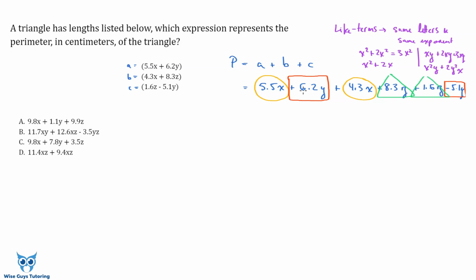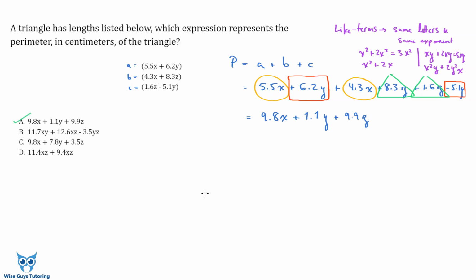So now we join them together. The x's together, 5.5 plus 4.3, that just gives you 9.8x. And the y's, you have 6.2 minus 5.1, right? So you have to subtract, but in the end that gives you 1.1y. If you have 8.3 and 1.6, then this is going to give us 9.9z. And if we check our answers, we can see that this is going to be A.